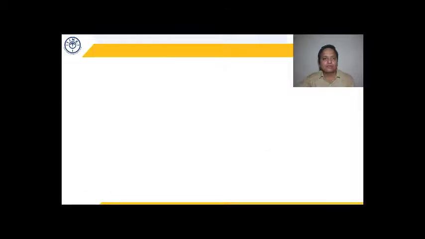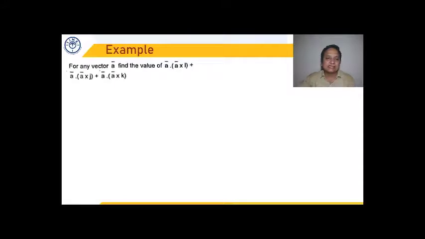Now, moving further, we come to an example. It says for any vector A, find the value of vector A dot A cross I plus vector A dot A cross J plus vector A dot A cross K. You have to find the value of this expression.